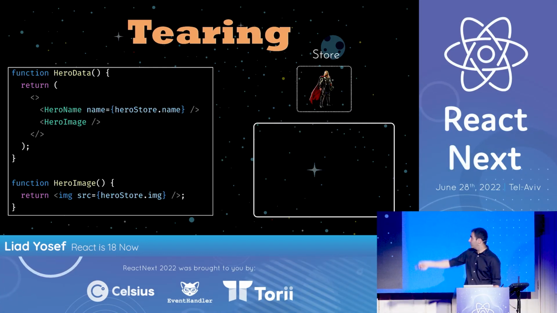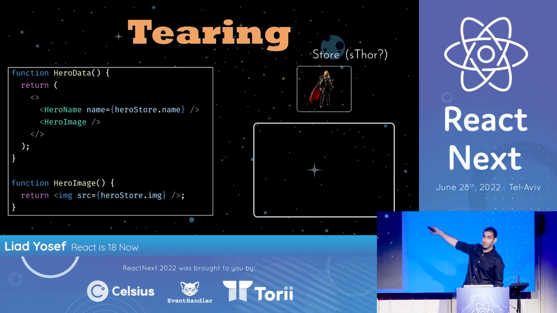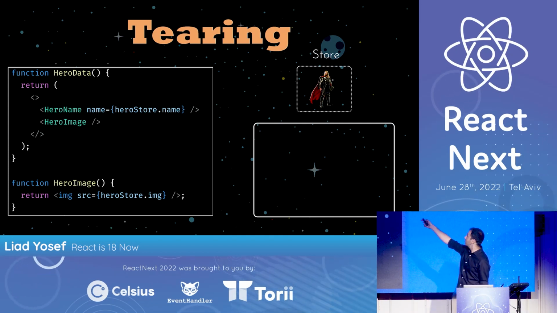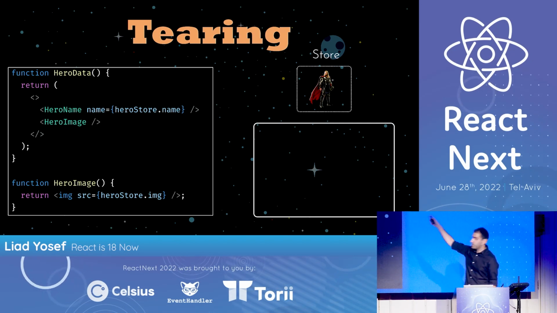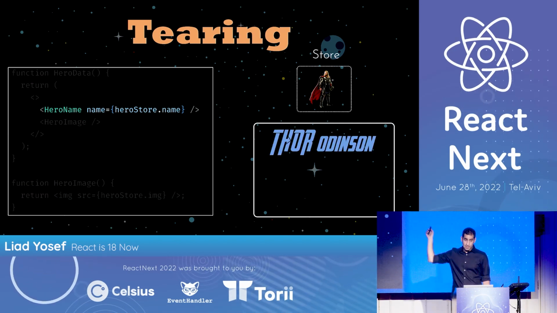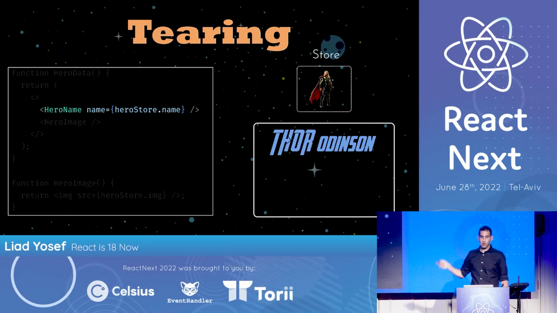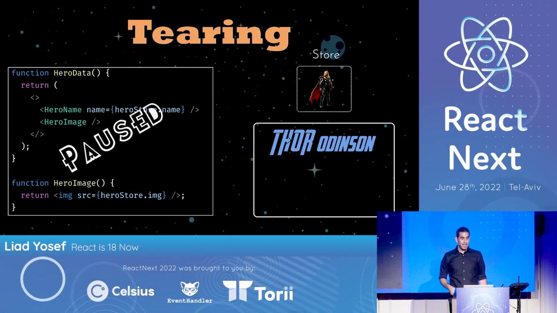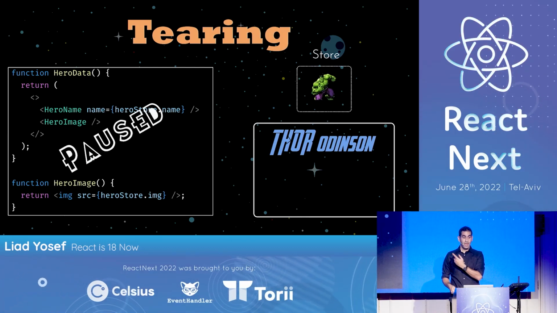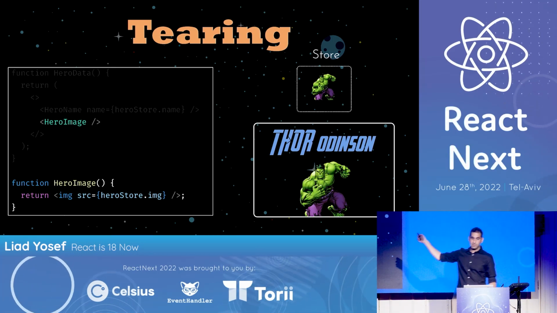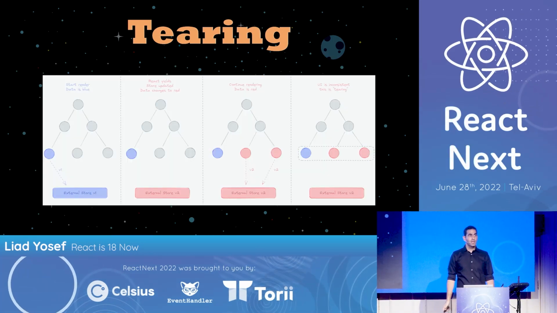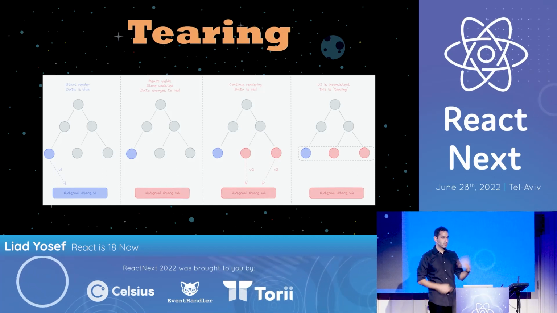So for example, if I have a store here for whoever is counting dead jokes, and we want to render a hero name and hero image, and they're looking at the store, and React renders the hero name because there's Thor in the store, and then it pauses, and then the store changes, and now React renders the hero image, then this is what's going to happen. This is called tearing, and it's not a good thing. And useSyncExternalStore allows us to bail out of it.